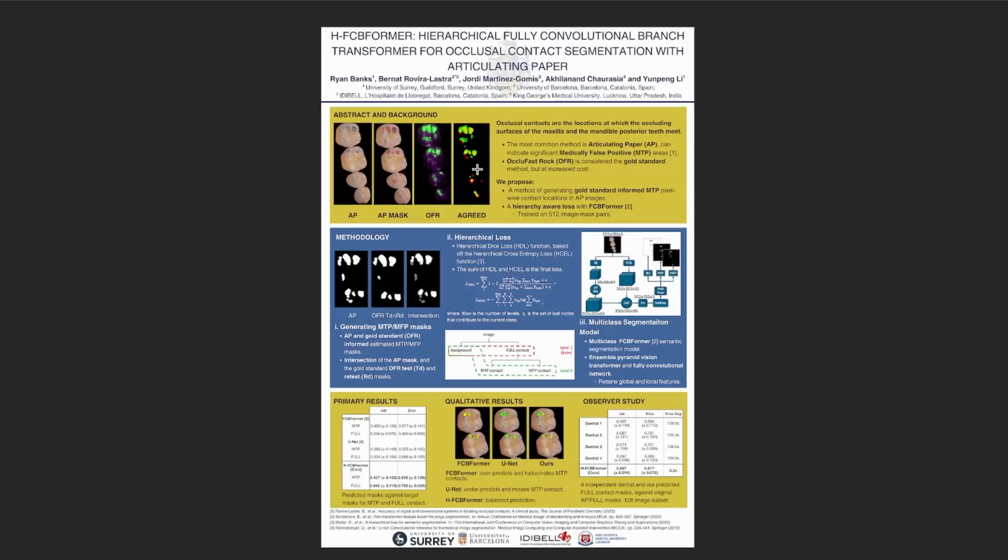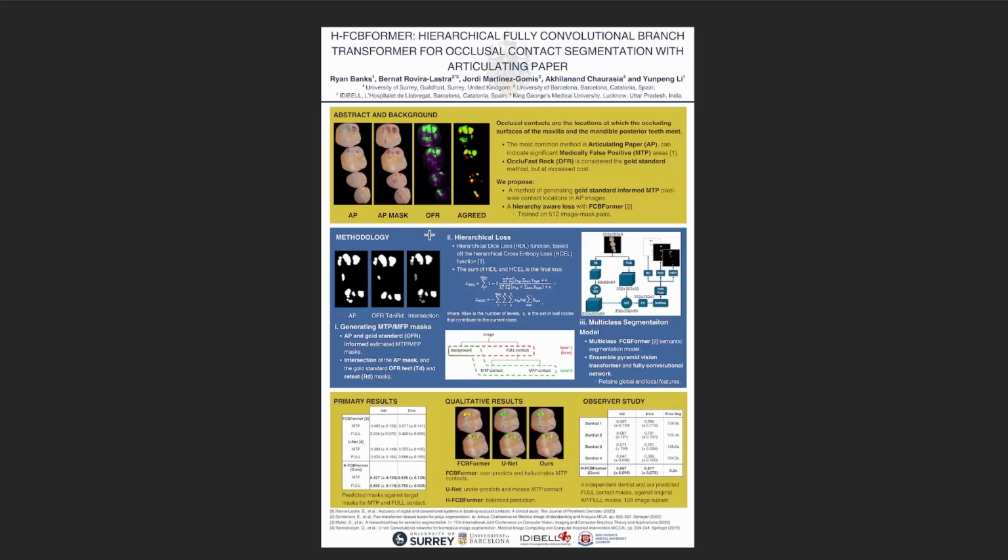Now, if we want to train a deep learning semantic segmentation model to detect the true occlusal contact locations in articulating paper images, we cannot directly use the gold standard masks due to the significant medically false negative indications in green, which we cannot identify in an image with only one row of teeth. However, we can detect the medically true positive indications within the total articulating paper indications, or the yellow locations.